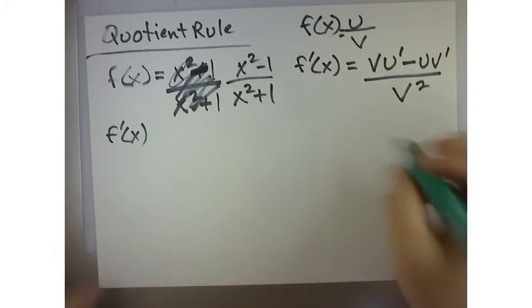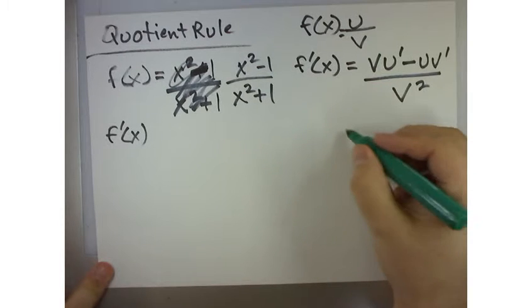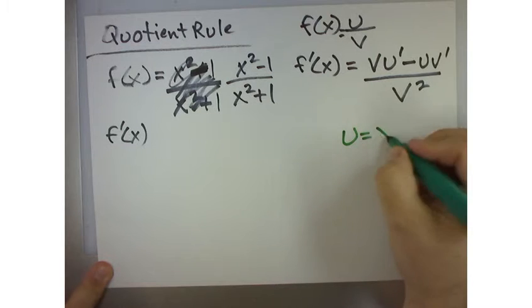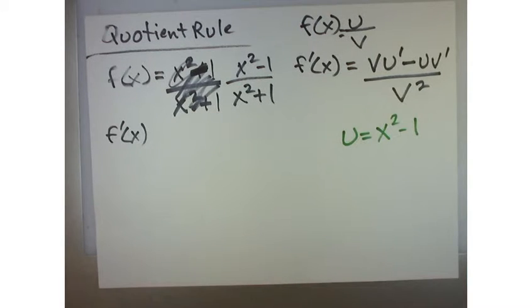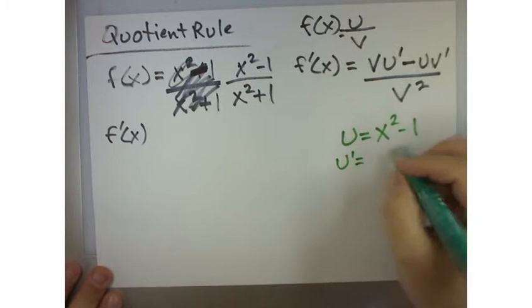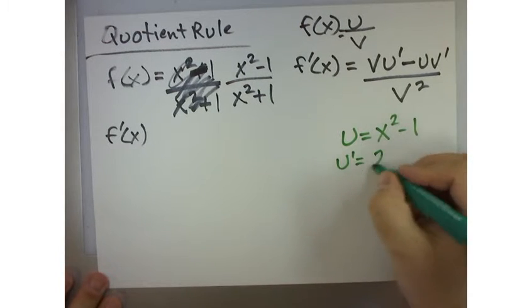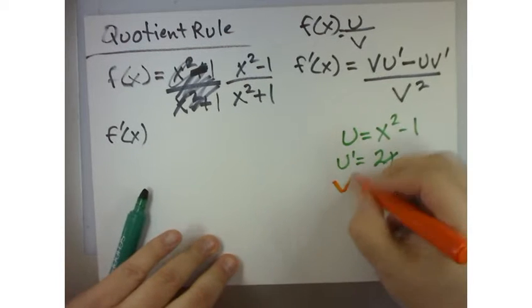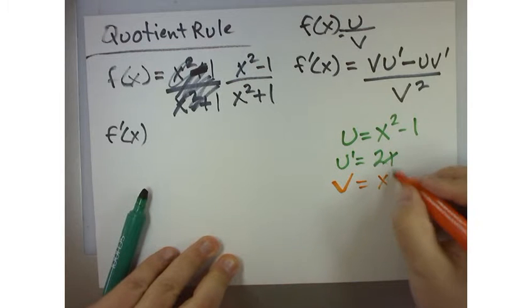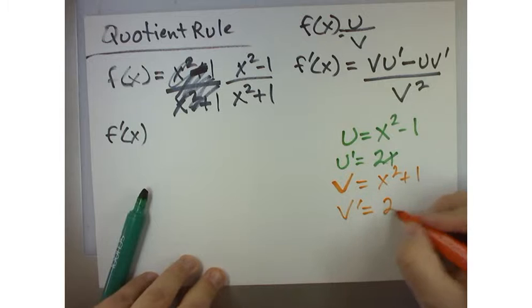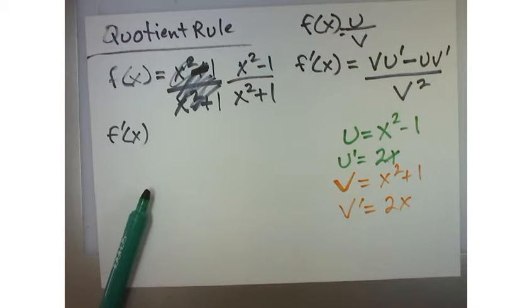That's it. So what would you guys choose for u? X squared minus 1. And so we're going to need the derivative of that. So what's u prime? 2x. Good. Then for v, what would you guys choose? X squared plus 1. And what would v prime be? 2x. Not bad.